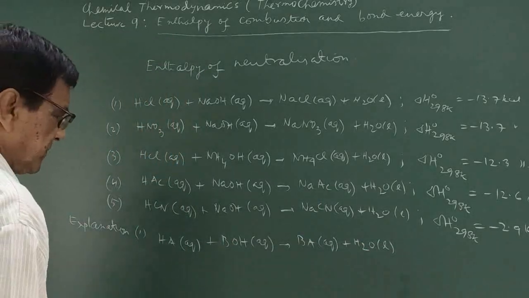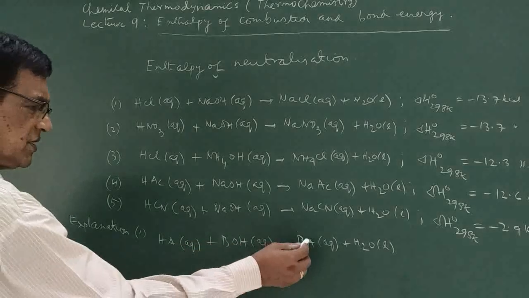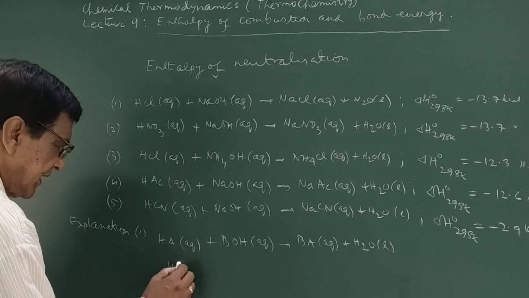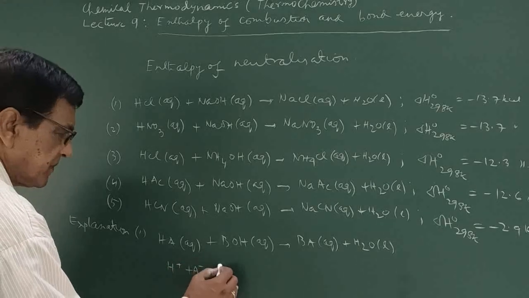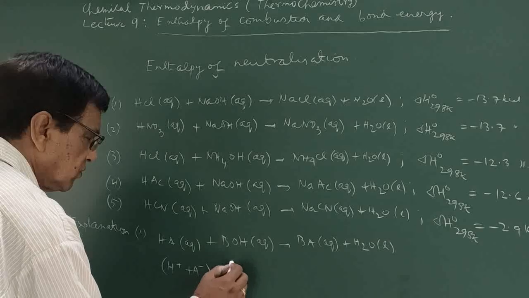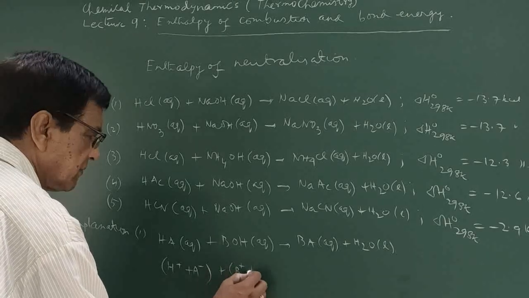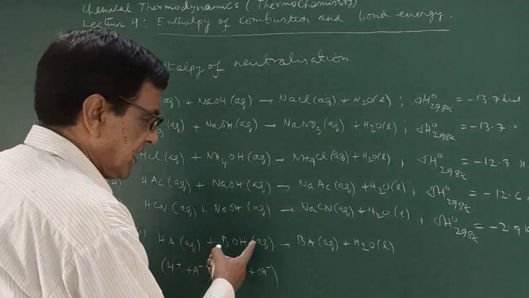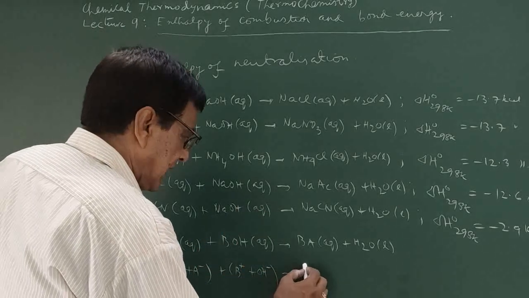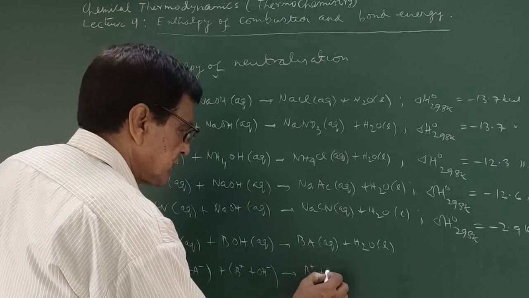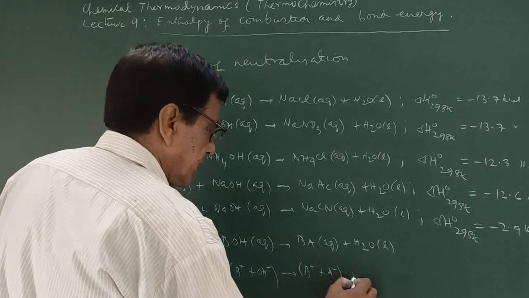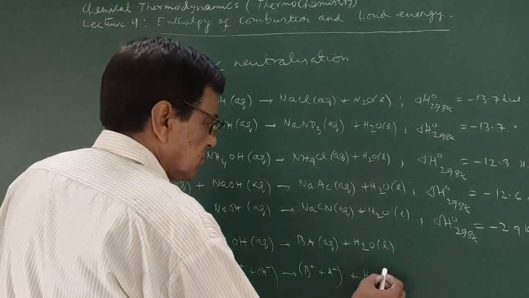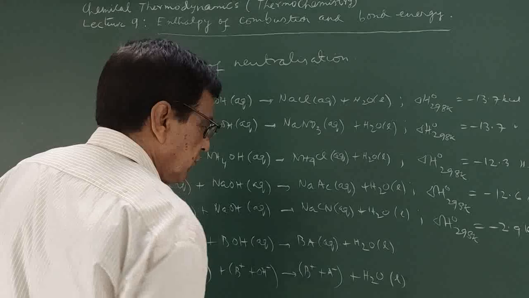In this case, as the acid and base are strong, all the salts are strong too. So it can be written as H plus plus A minus, and the base could be written as B plus plus OH minus, as they are completely dissociated in aqueous solutions. And the salt is also B plus plus A minus, plus water. Water is a very weak electrolyte, so it remains in its molecular form.